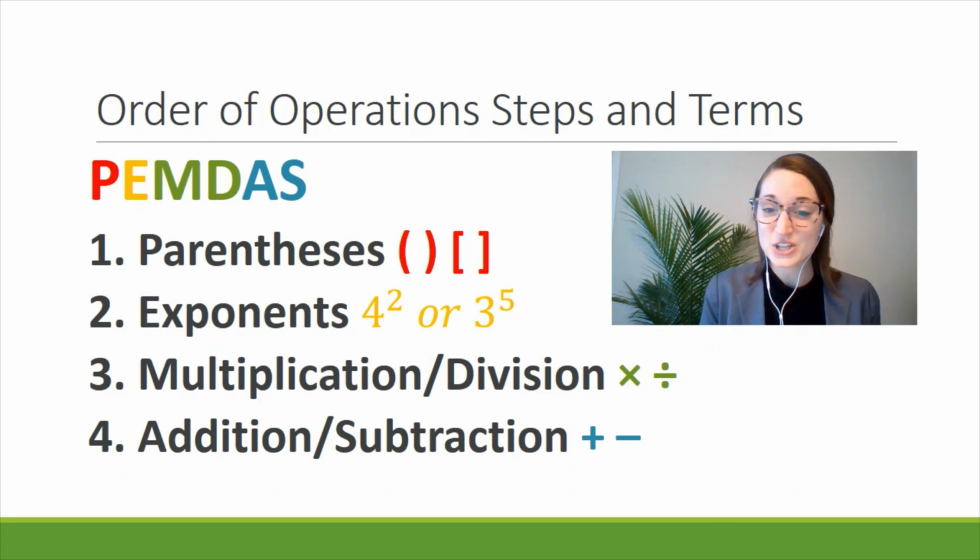The third section is multiplication and division, which we do from left to right in the problem. You might also hear multiplication called times and division called divided by. Just keep in mind that those terms go together. Addition and subtraction are the last piece, and we do them together, from left to right. You might hear plus or add for addition, and you might hear subtraction as minus or take away.